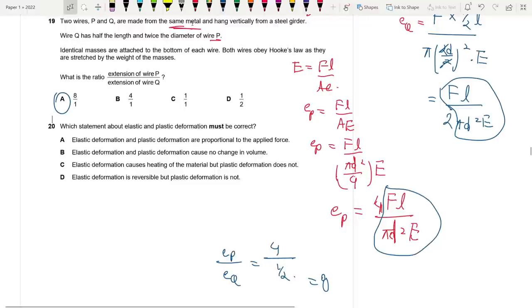Which statement about elastic and plastic deformation must be correct? Elastic deformation plastic are proportional to the... No. Elastic deformation plastic cause no change in volume. No. Elastic deformation is reversible. Plastic is not. D is the correct answer. C is not right because elastic deformation causes heating, but plastic does not. This doesn't make sense. Elastic is reversible. Remember that. You can come back to your original position. Okay?